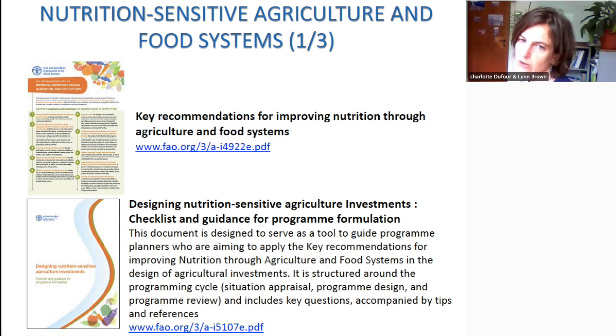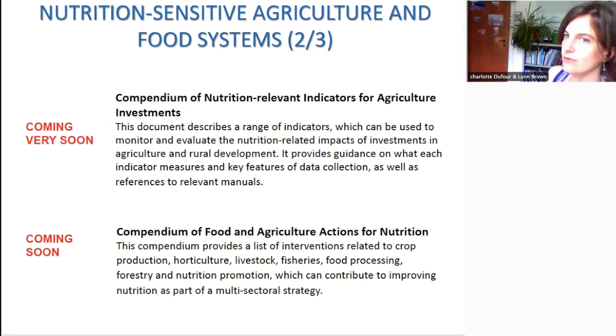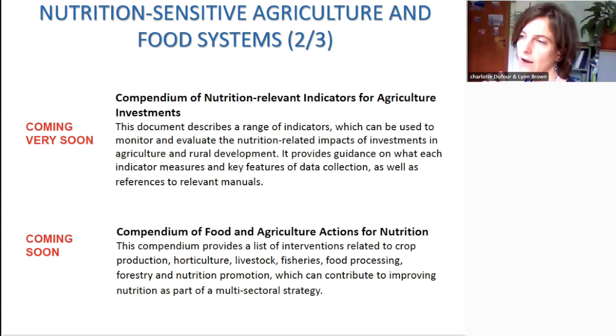This tool is available online in French, English, and Spanish. To accompany that, a big question that is coming up is what indicators do we use to monitor and evaluate our nutrition-sensitive agriculture programs? How do we know we're doing well? And that is why we've pulled together a compendium of indicators that can be relevant for monitoring and evaluating nutrition-sensitive agriculture investments and policies. A final draft will be released with the copy editor and layout artist to share very soon.